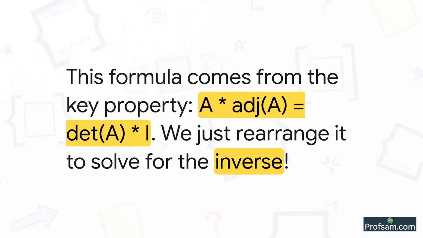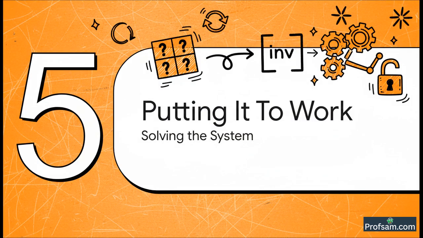And you might be wondering, where does this formula even come from? Well, it comes from a really important property. Any matrix A multiplied by its adjoint is equal to the determinant of A multiplied by the identity matrix. If you just do a little bit of rearrangement on this equation, you get our master formula. See? It's all connected. Okay, enough of the theory. We've built our unlock code, we have the master formula. Now let's jump into a practical example and see how to use the inverse to solve a real system of equations. Let's put it to work.